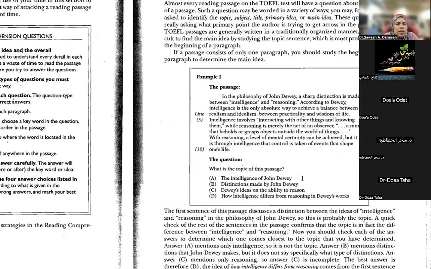So its answer, D is the correct one. Yes, because how intelligence is different from reasoning, because he is doing what? He is drawing a distinction, like he's comparing between them, showing what this is and what that is, how they are different. If there are similarities, he'll bring it up, but they're different. When we talk about distinction, that means the focus is on showing differences.